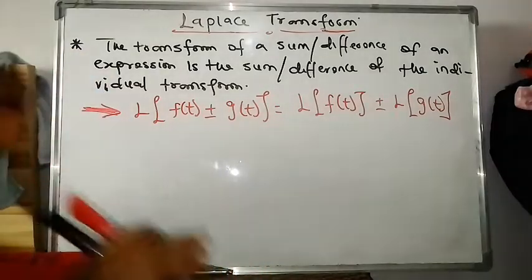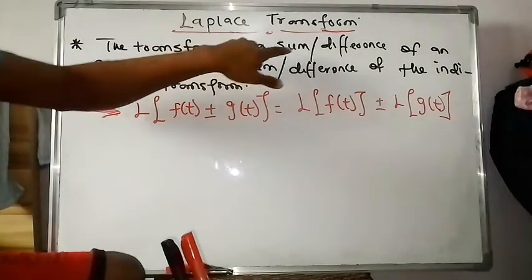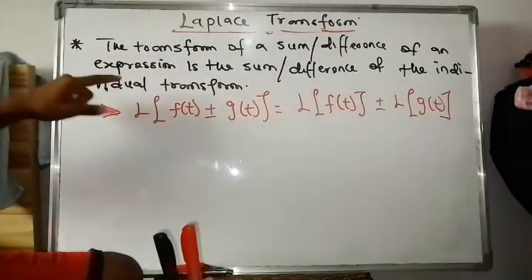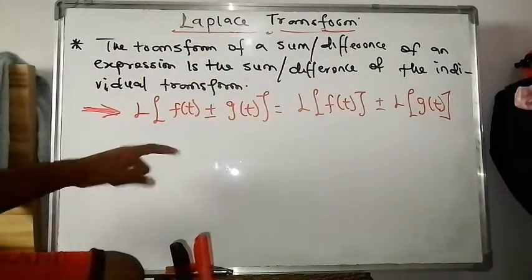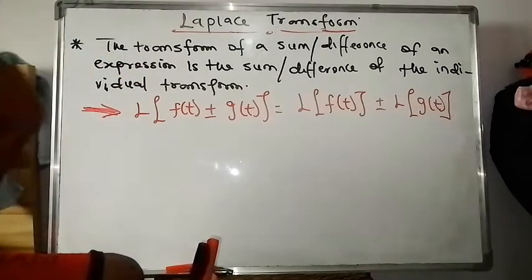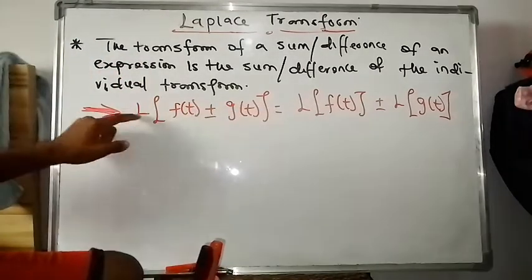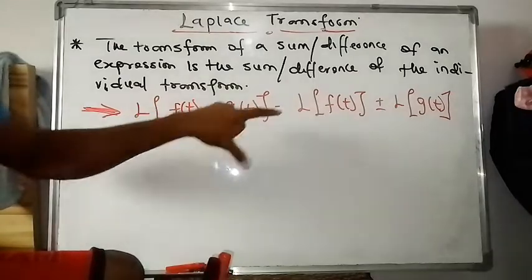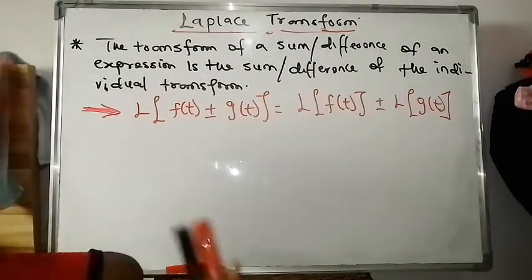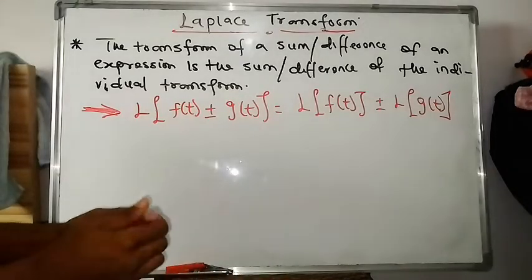Now look, I'm going to read it again. I said the transform of a sum or difference of an expression is the sum or difference of the individual transforms, meaning that the Laplace of two functions which are added or subtracted is equal to splitting them, taking the Laplace of each of the functions, then adding them. It's a very simple theorem. So now let's take an example.